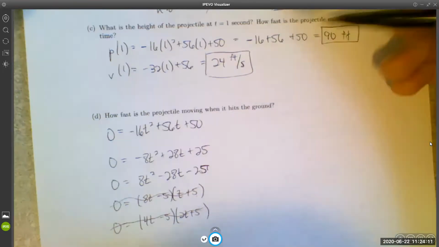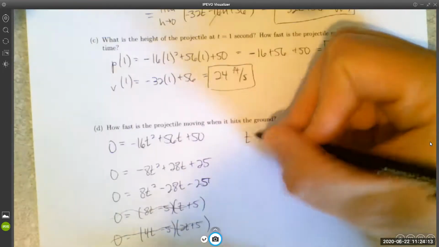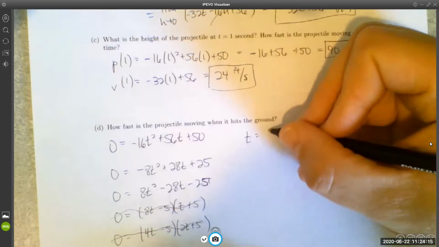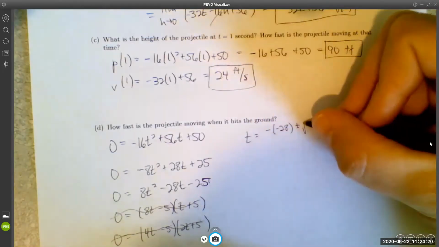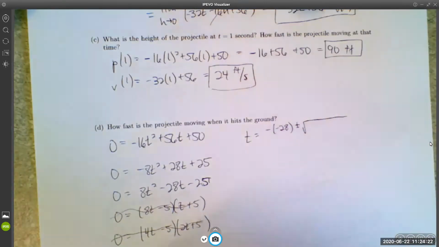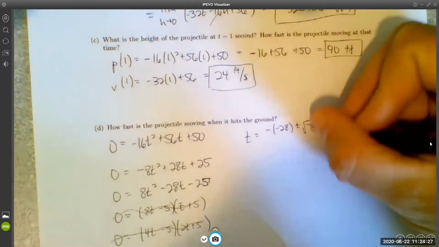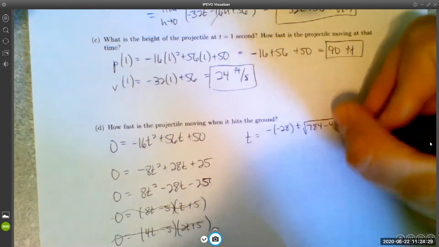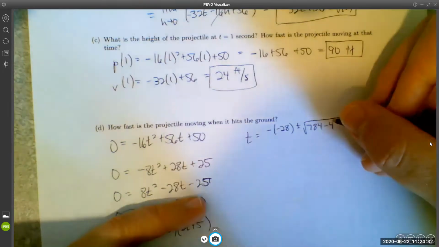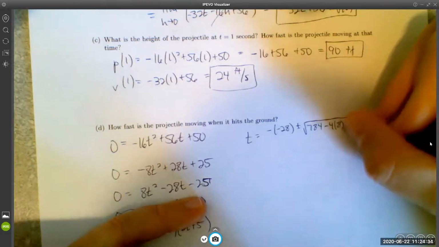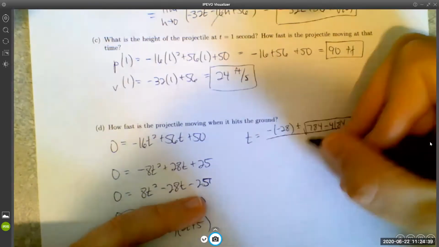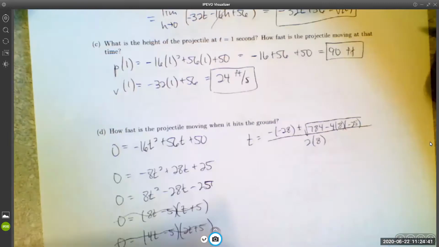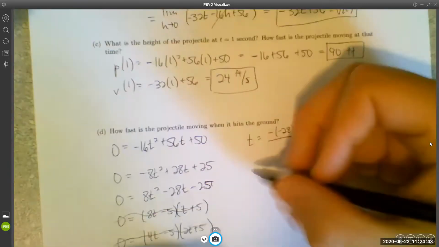We'd have to use the quadratic formula then. So I'm going to say t equals negative b plus or minus the square root of b squared. What's 28 squared? 784. Minus 4 times a times c, over 2a. Oh yeah, that's gotta be nasty.